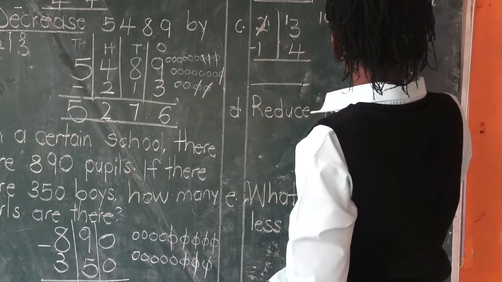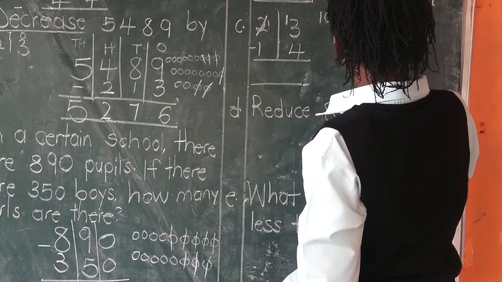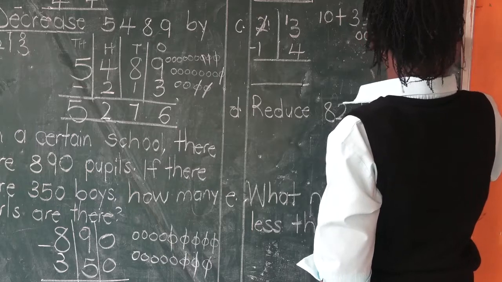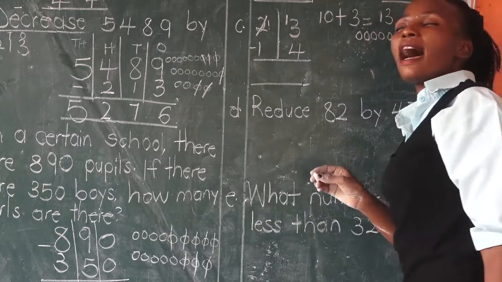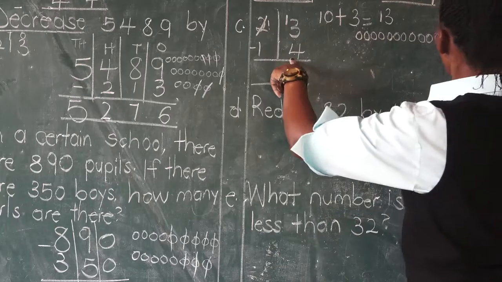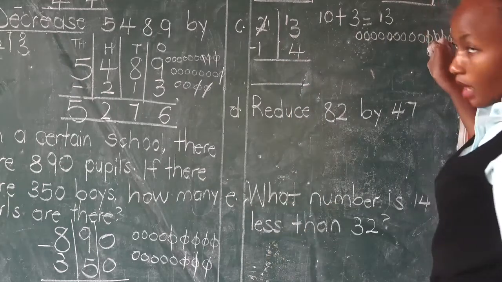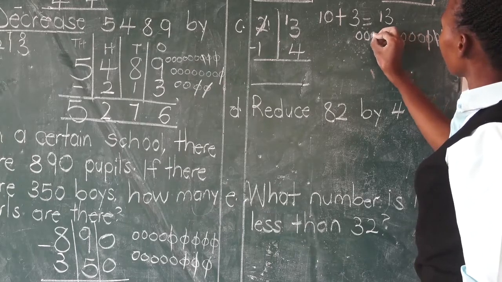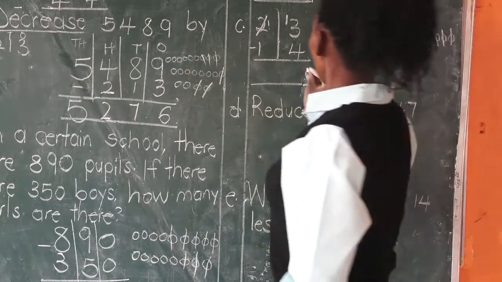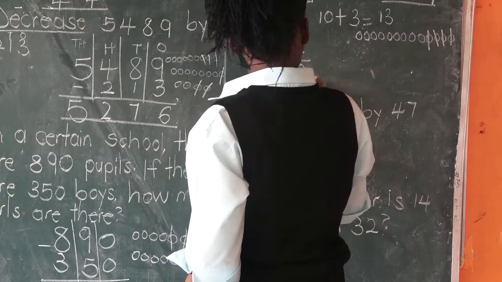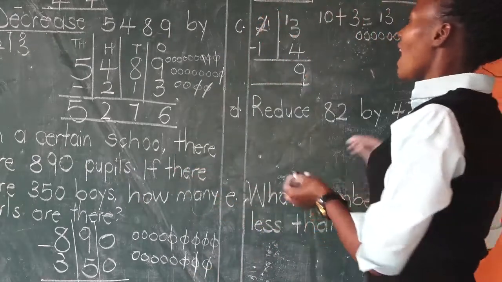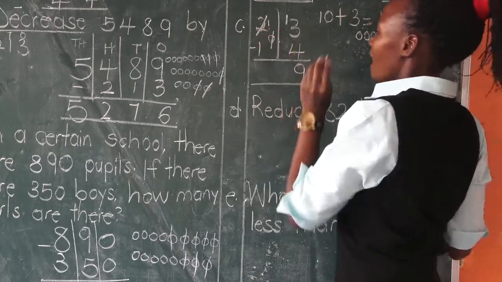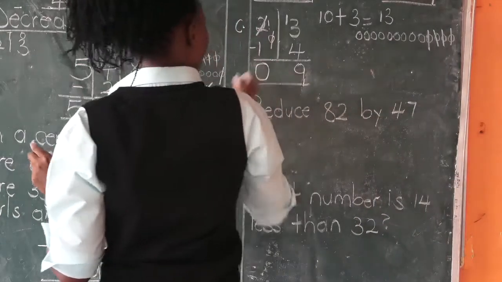Take away 4. 1, 2, 3, 4, 5, 6, 7, 8, 9, 10, 11, 12, 13. Take away 4. 1, 2, 3, 4. How many have you remained with? 1, 2, 3, 4, 5, 6, 7, 8, 9. We shall remain with 9. Now let's come to tens. Under tens we have 1. Take away 1. The answer is 0.